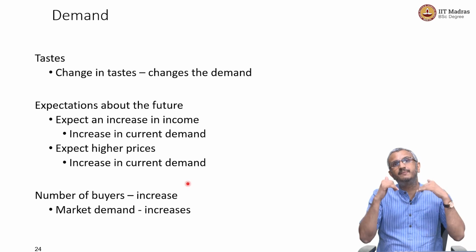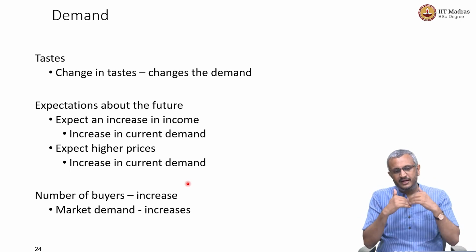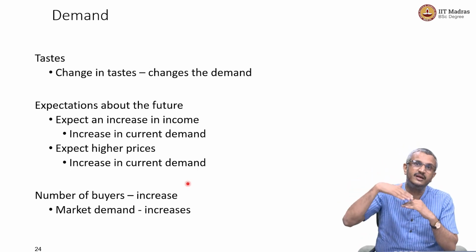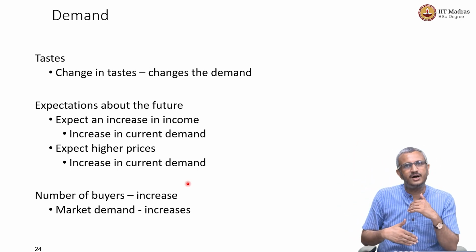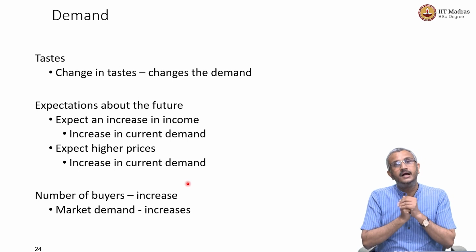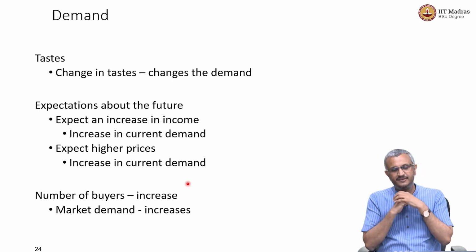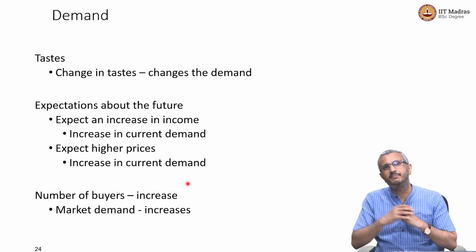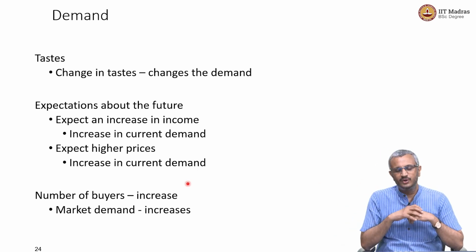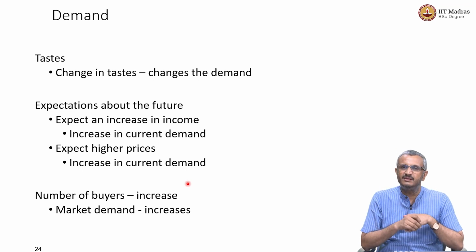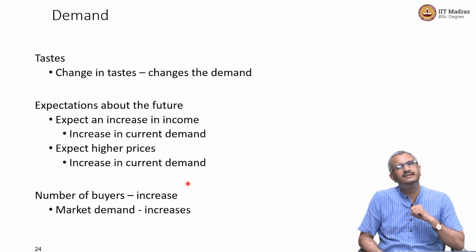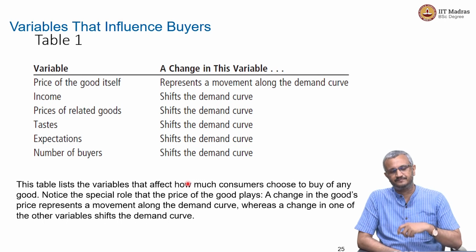If I expect an increase in my income over a period of time, anticipating more income in future, I might buy some things now. If I expect higher prices in future, then I will buy more now, because in the next period the prices will be high. So there is a possibility that expectations about the future affect current demand. And market demand also varies with the number of buyers in the market.